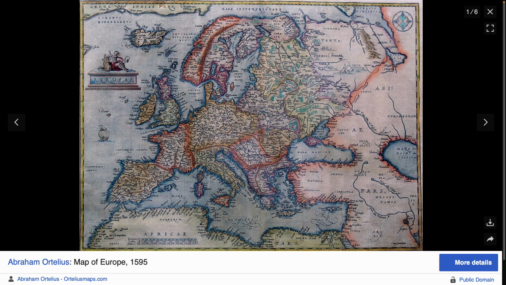But overall, you're seeing the Mediterranean basin. You're seeing the overall general shape of Europe. And it's quite accurate. These people knew what was going on as early as, whatever this date is. It's amazing.